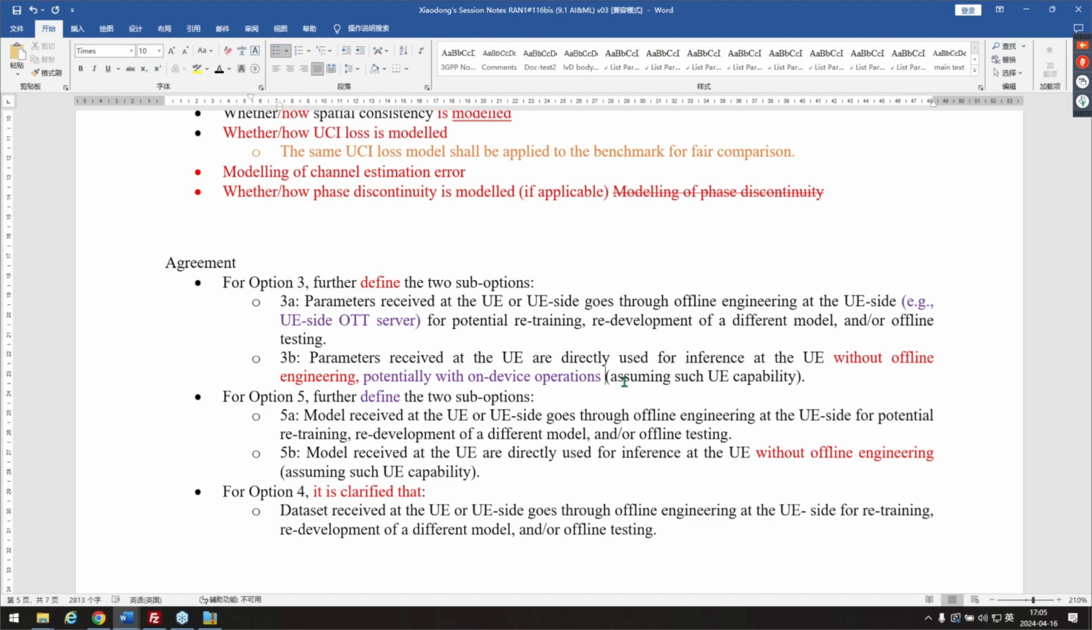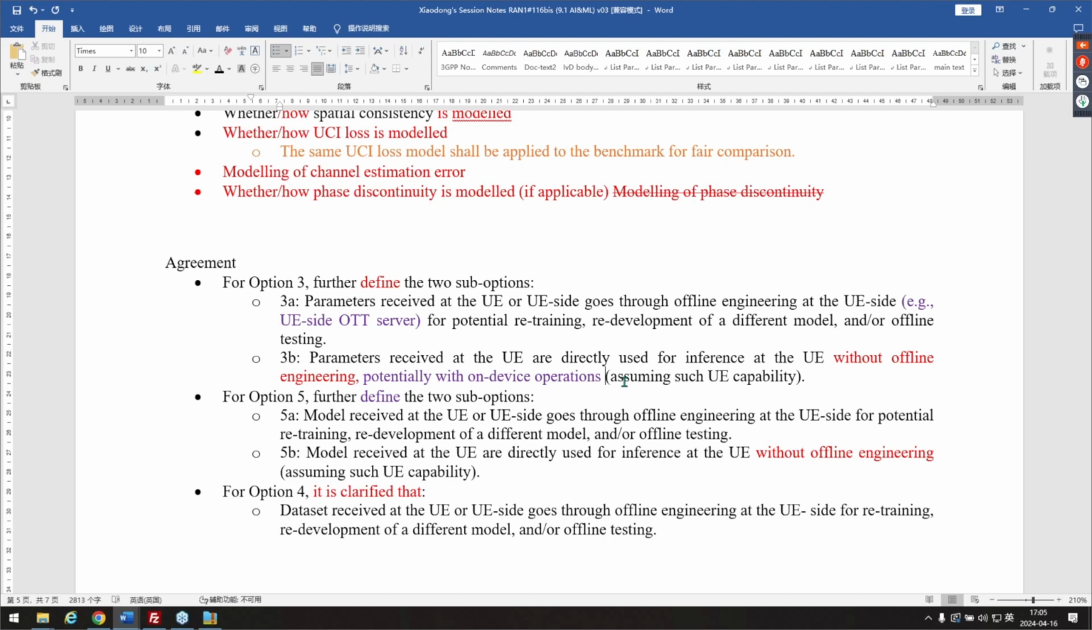3A is that what's exchanged to the UE side is for the purpose of offline engineering. For example, what's transferred to the UE side could be the decoder parameters, not the encoder parameters, or it could be encoder parameters. So we have both options open at this point, but the expectation is the UE side takes it and then could redevelop or retrain the model, compile and test. And then at some point that will be loaded to the UE and used for inference.